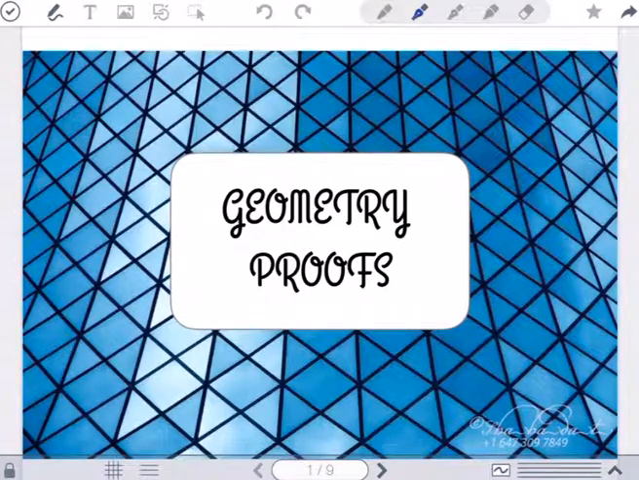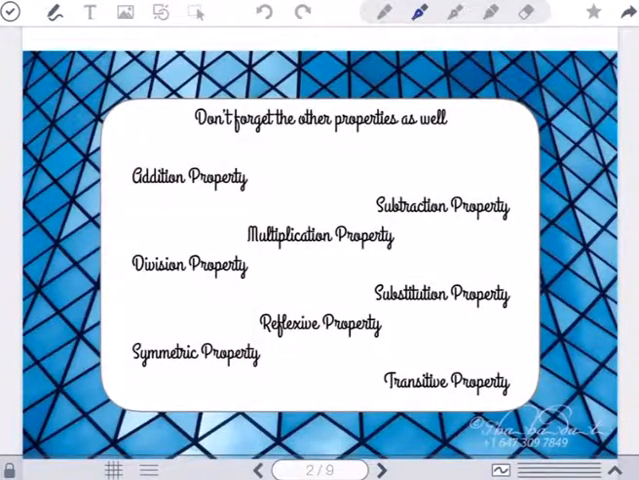Guys, today we're going to be looking at two types of geometric proofs. These are two types that we've looked at before. So this is taking segment addition and angle addition and mixing it with the algebraic proofs that we covered this week. So let's not forget all of the properties that we've learned so far.